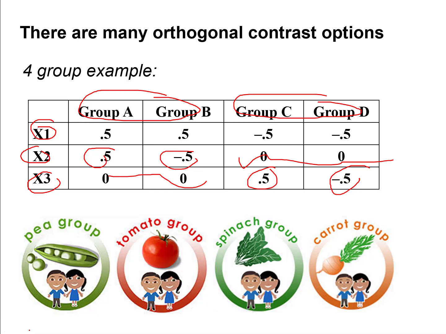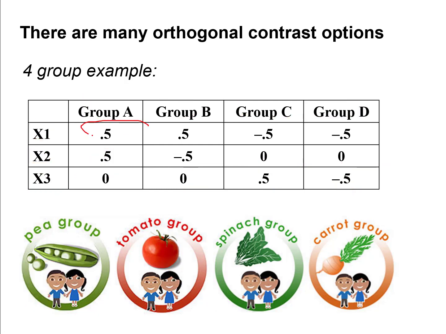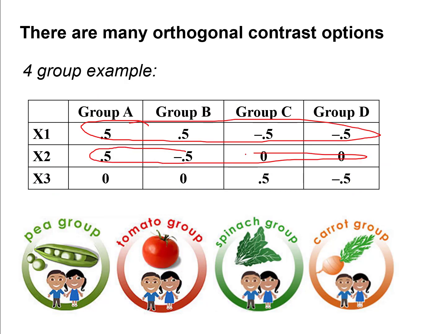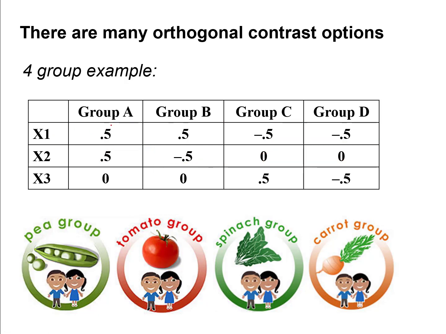And if you were to look at it, this actually follows all the rules here. Note that for each contrast, if you add up all the values for each row, they all add up to 0. And in this case, if you pick any two, we could take the sum of the products for x1 and x3: 0.5 times 0 plus 0.5 times 0 plus negative 0.5 times 0.5 plus negative 0.5 times negative 0.5. If you add up all those products, that would add up to 0.